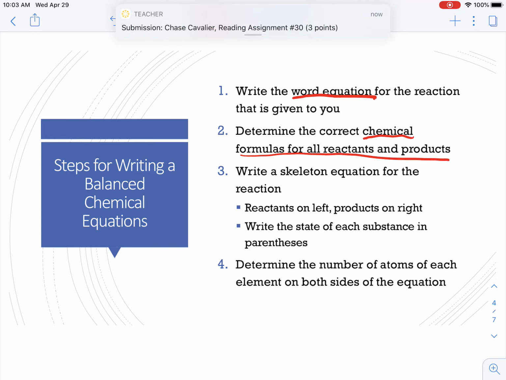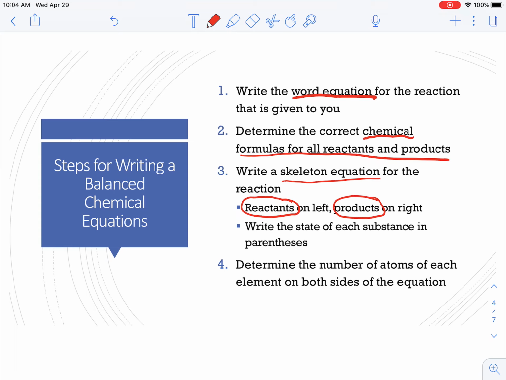Based upon what we did in steps 1 and 2, next we're going to want to write out the skeleton equation for this reaction. Again, we always want to put reactants on our left side and products on our right side. Typically, not always, we're also going to want to write the state of each substance in parentheses. That's what we looked at yesterday: S for solid, L for liquid, G for gas, or AQ in parentheses for an aqueous solution.